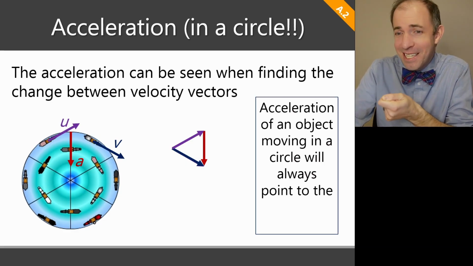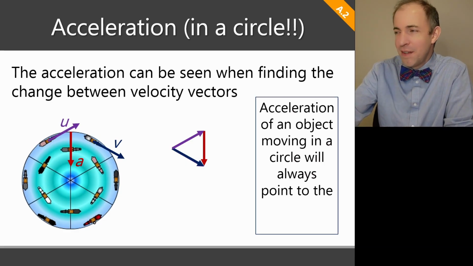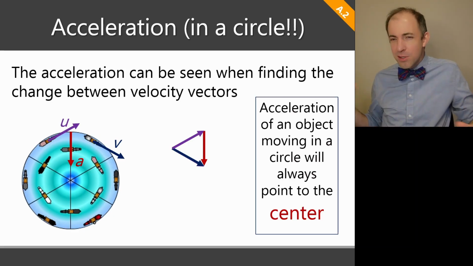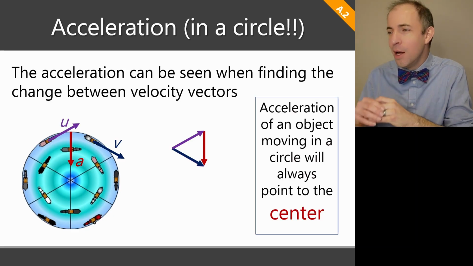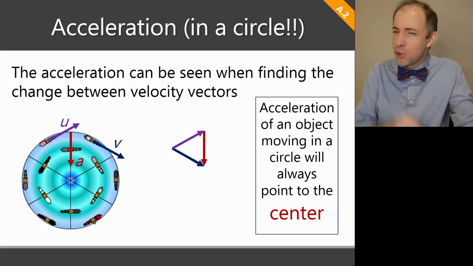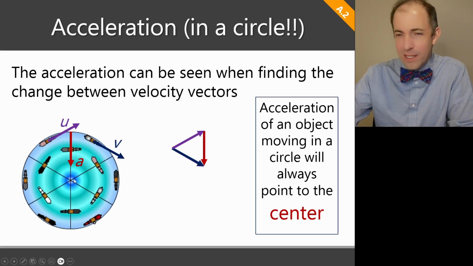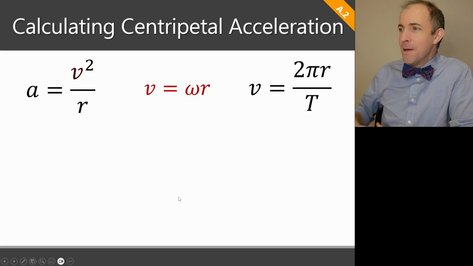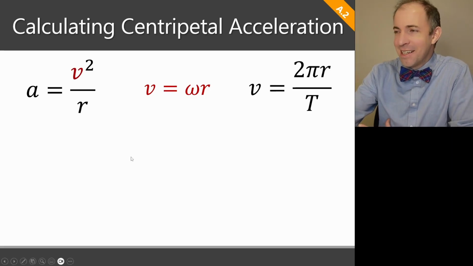So the important thing to get from this is the acceleration of an object in a circle will always point to the center. Now we are assuming a uniform circular motion, which means the speed isn't changing, but the direction is. That is always going to point us towards the center, no matter where you are on that circle. And we can calculate that in a couple other ways.